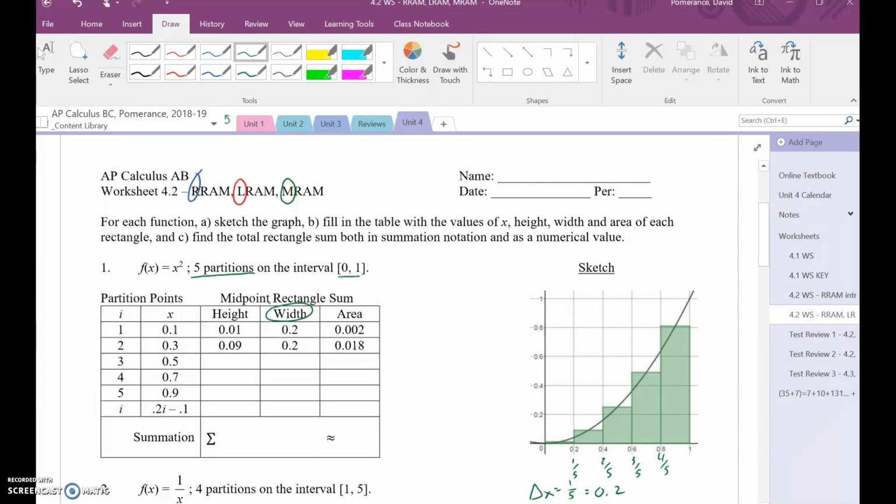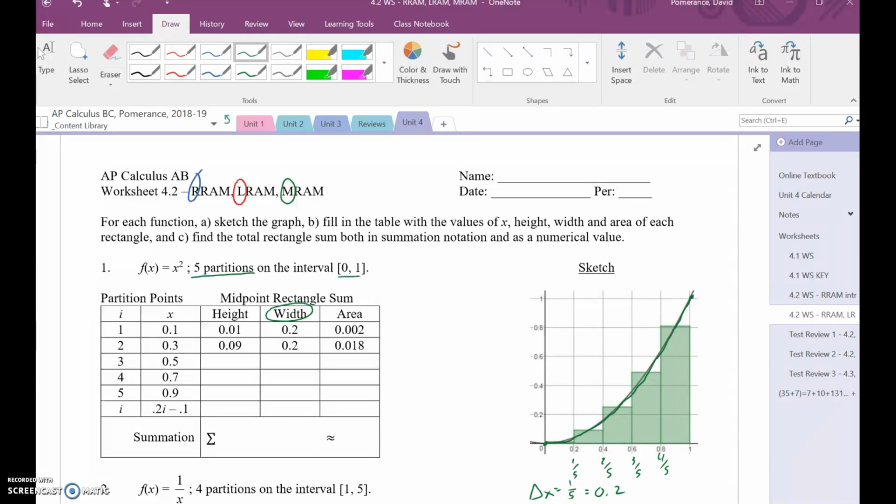And how do we determine the height? Well, the function is going to determine the height. If our function is low down to the x-axis, our rectangle is going to be very low. But if our function is taller, then our rectangles are going to be higher. And that's going to help us determine how high our rectangle is.